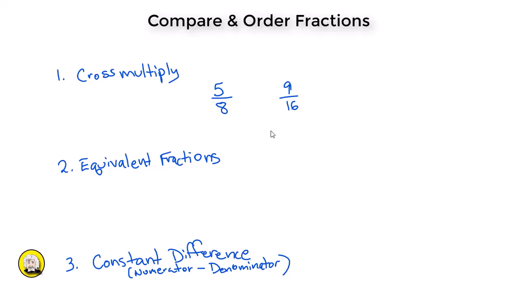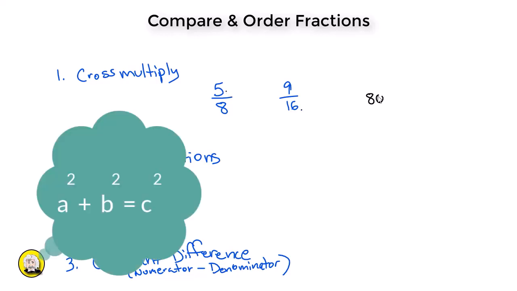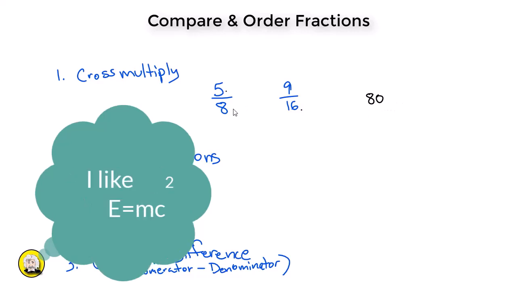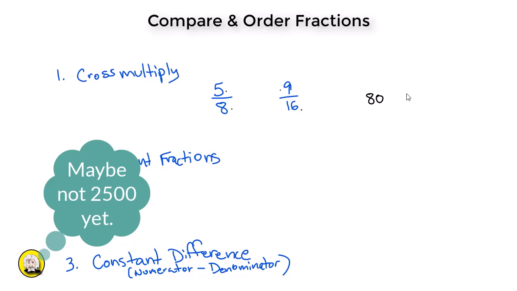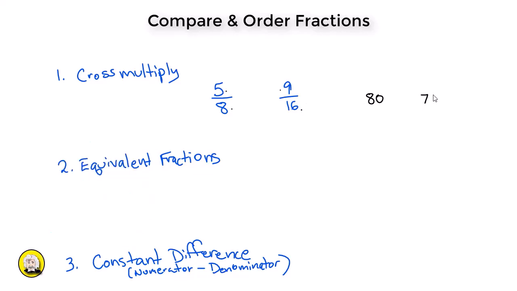One traditional way to compare and order fractions is to cross-multiply. For example, 5/8 versus 9/16. Well, I could cross-multiply the 5 with the 16. 5 times 16 is 80. I'll compare that to the denominator of the first fraction and the numerator of the second one. And that is 8 times 9, or 72.